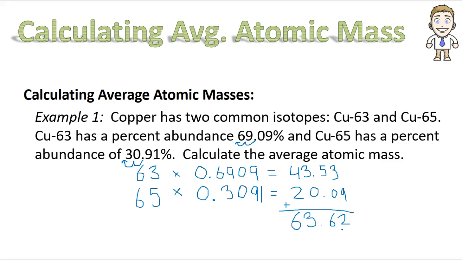Two things to notice here. First one, the average is 63.6. Notice how it's closer to the mass of 63. And that's because most of the copper atoms, 70% of them about, had the mass of 63. So your final answer should be closest to the most abundant isotope. It's a good way to check your work. The other perfect way to check your work really is go to a periodic table and check the mass for copper. It should be pretty close to 63.62 that you just calculated.